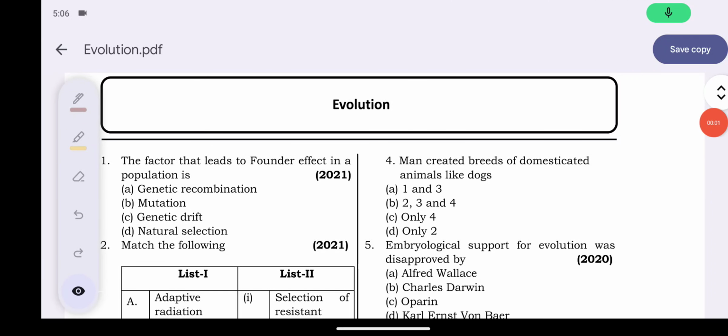Hello students, today I bring for you a new chapter, evolution. In this chapter we are going to solve a total of 40 questions which came in the previous papers from 2013 to 2023. So let's start this chapter.